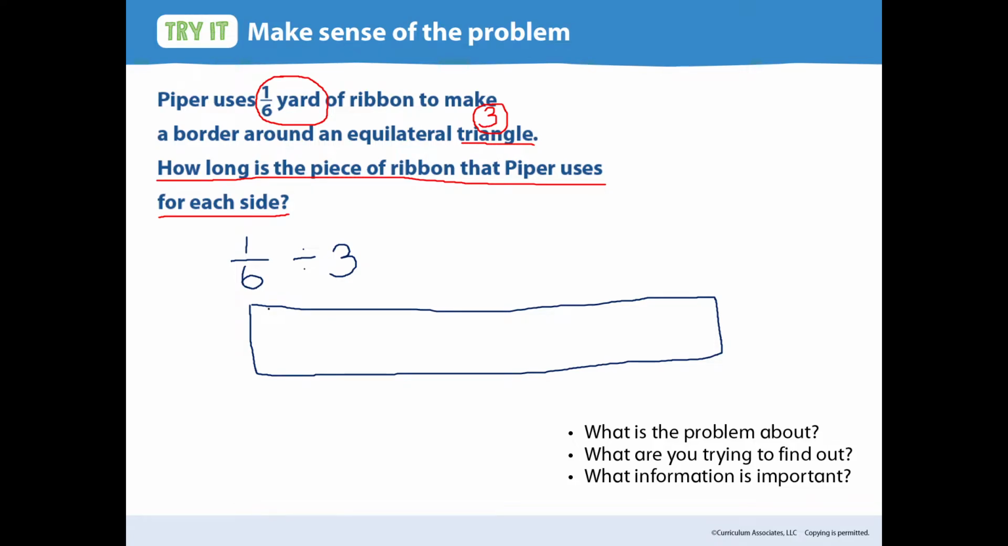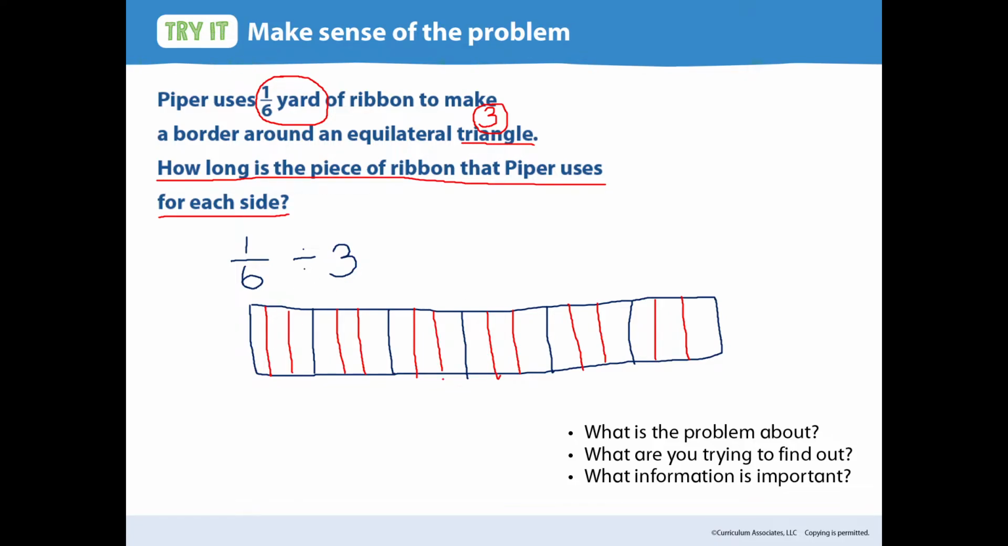We have our visual model here, and let's divide that into 6ths. Okay, and then each one of those 6ths is going to be divided into 3 pieces. So 1, 2, 3, 1, 2, 3, 1, 2, 3, and there. Okay. All right, so each of my pieces is divided into 3 different pieces.